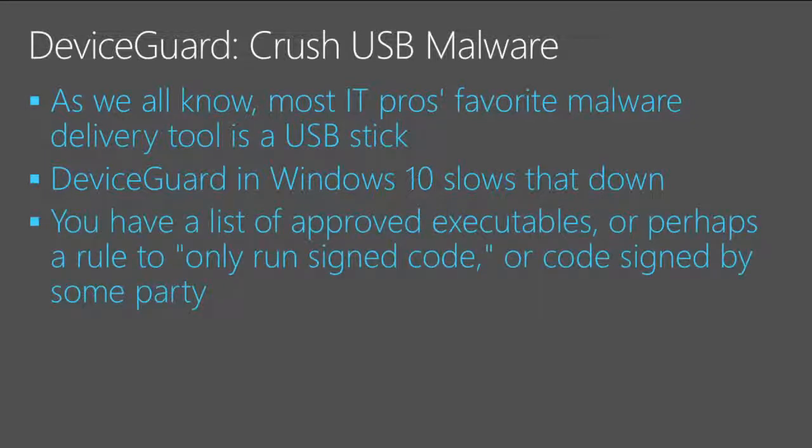So you have a list of approved executables. It's an XML file, which you then run an app to make it into a binary file. This is something that you see in Server 2016, and you're seeing it in Windows 10. Files that used to be XML files are being compiled into binary files.